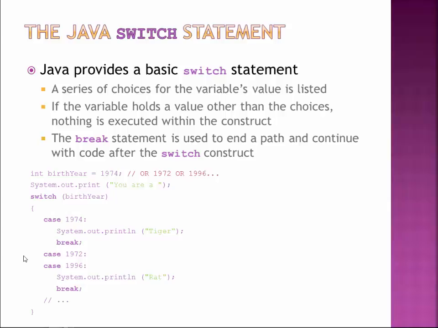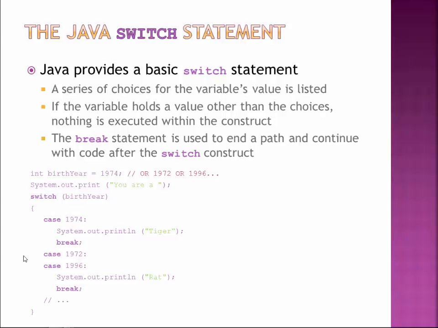It could be a literal, in this case, 1974. It could also be a constant, a final variable that's declared out there. So when I see the case, if the value is 1974, I jump to that point in the code and I execute down from there. So the answer is tiger. And then you see the word break inside of there. Break is a reserved word in Java that says, okay, stop what you're doing and jump to the next end curly bracket. So when I see that break, I leave that code, jump down to the final curly bracket, and skip the rest of the code.